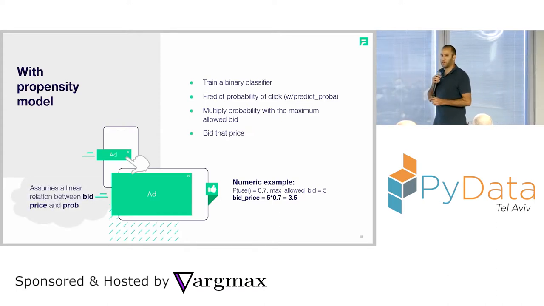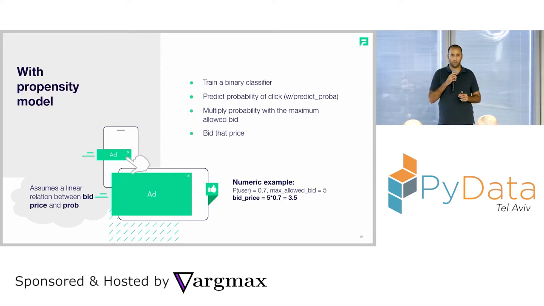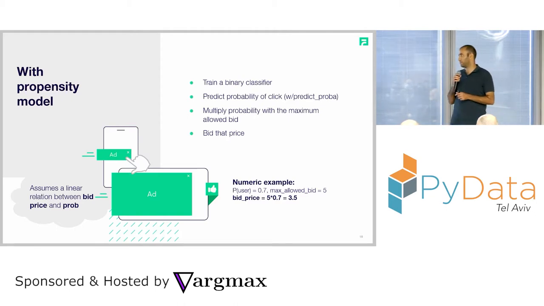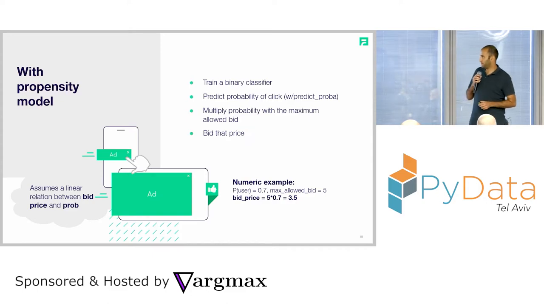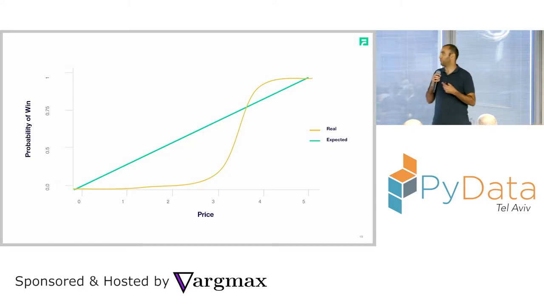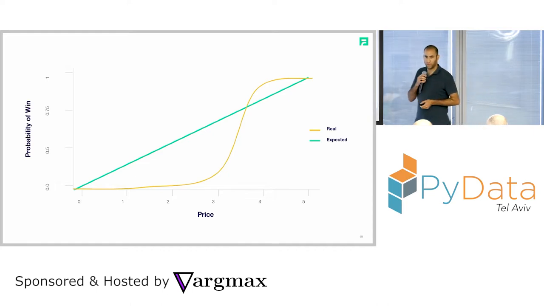However, there is something that bothers me with this method, which is that it assumes there is some kind of linear relationship between the bid price and the probability. And what do I mean by that? This graph presents this phenomenon. As long as we increase the price, that's what we expect using this model, we will think that the probability of win is going to be higher and higher at a linear rate.